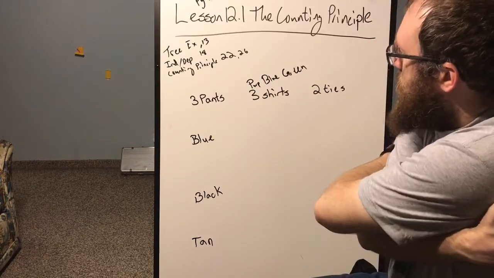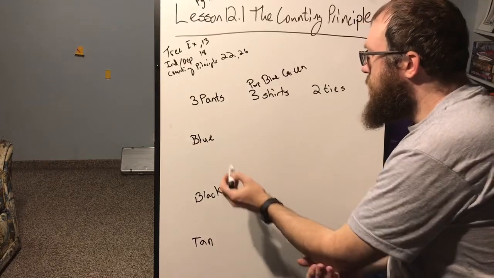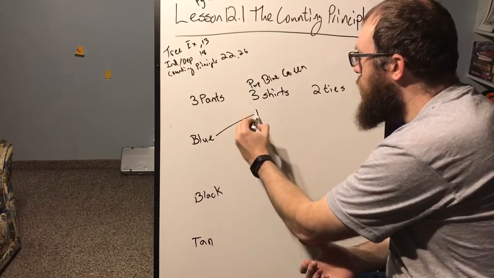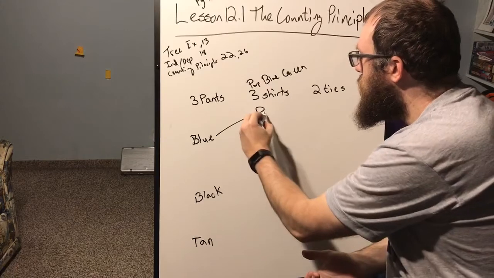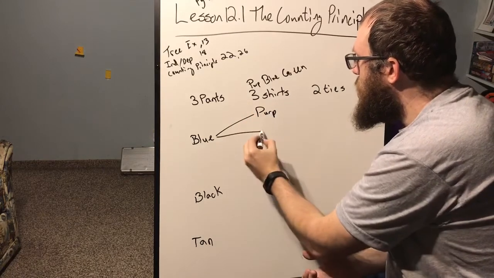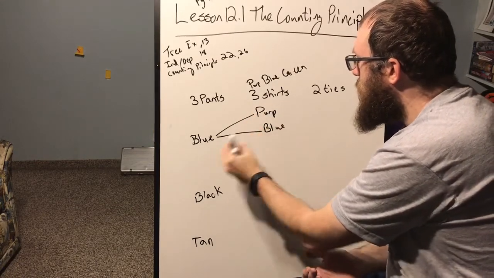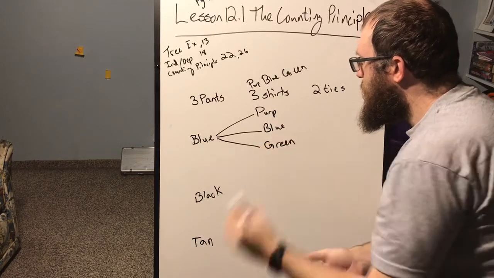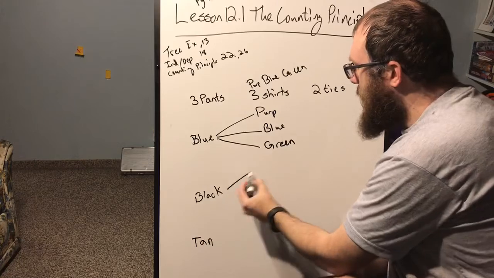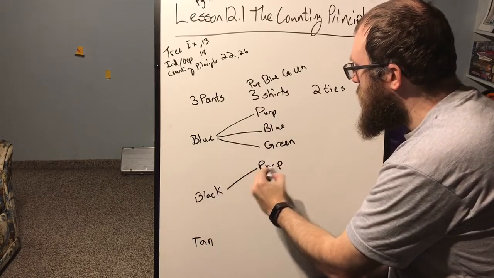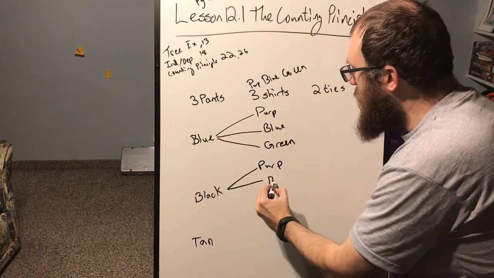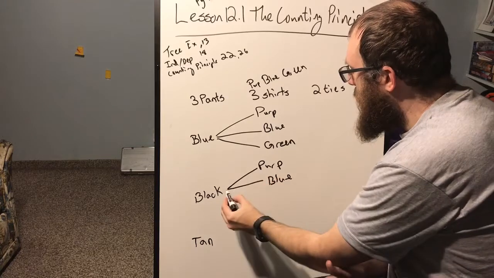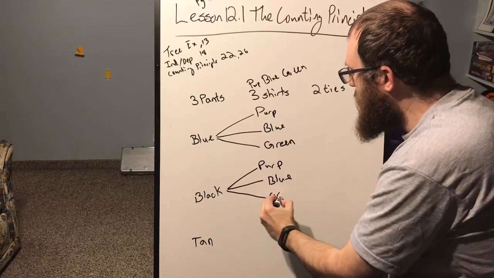So I'm going to come into my pants selections, and I'm going to say, well, if I'm wearing blue pants, I could wear my purple shirt. If I'm wearing blue pants, I could wear my blue shirt. And if I'm wearing blue pants, I could wear my green shirt. If I'm wearing my black pants, I could wear my purple shirt. If I'm wearing my black pants, I could wear my blue shirt. And if I'm wearing my black pants, I could wear my green shirt.